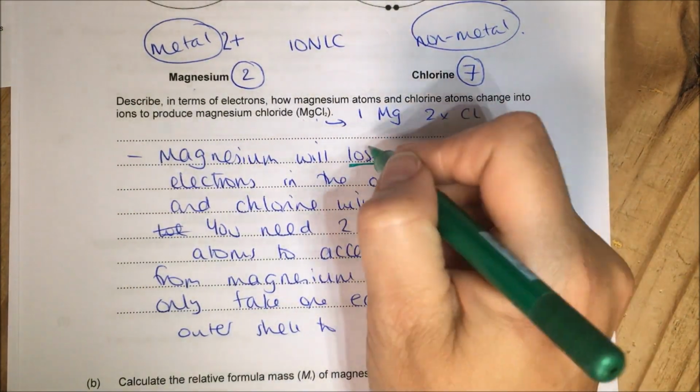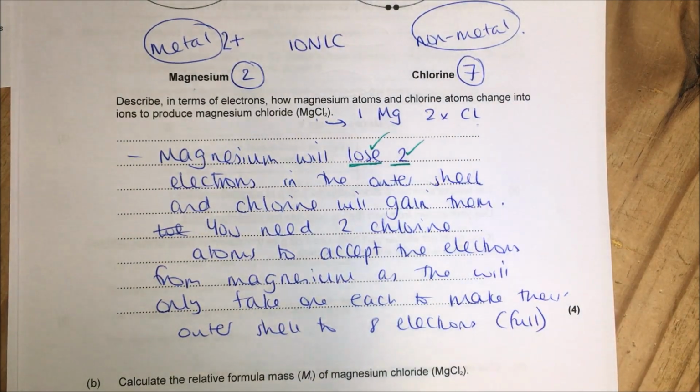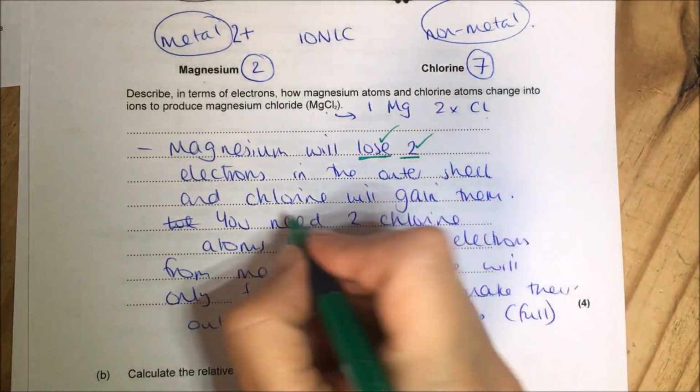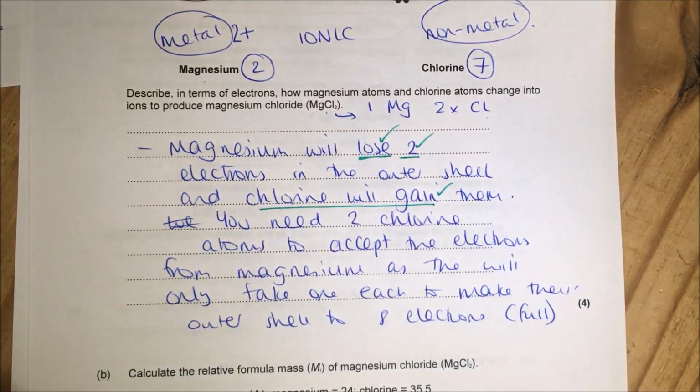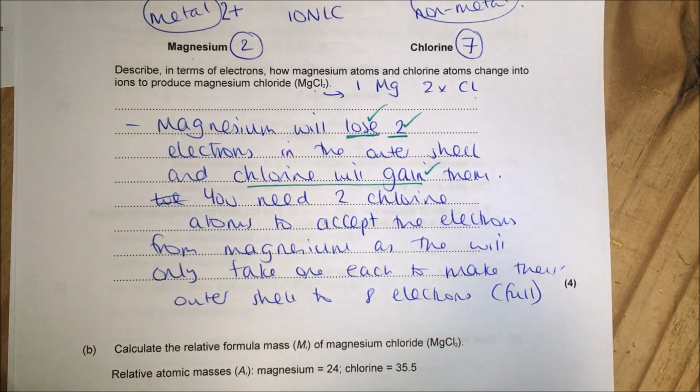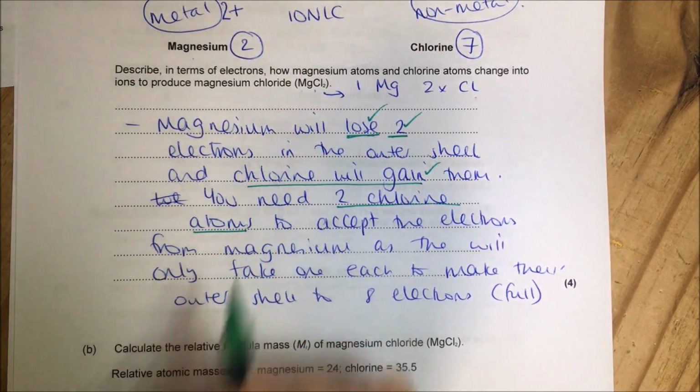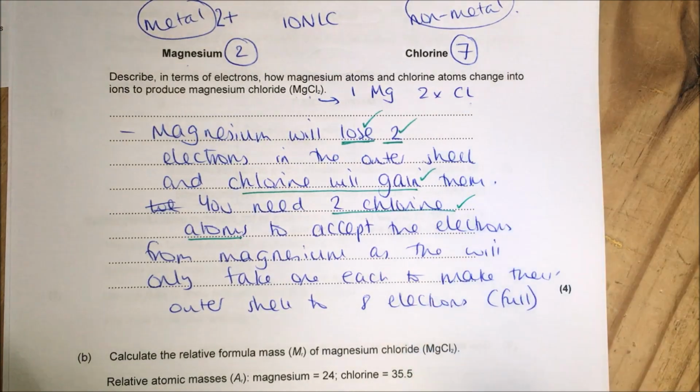2 electrons, so that would have been a mark and that would have been a separate mark there. And we'd also got a mark for saying if chlorine will gain, that would have given you a mark. And they wanted you to know that you would need 2 chlorine atoms to accept them. So that's where your marking points came from. Okay, on to the next bit of this question.